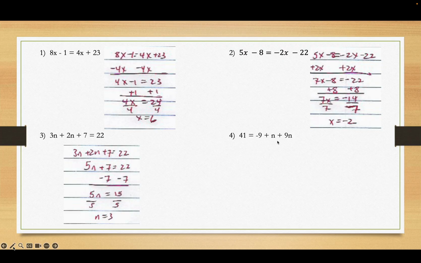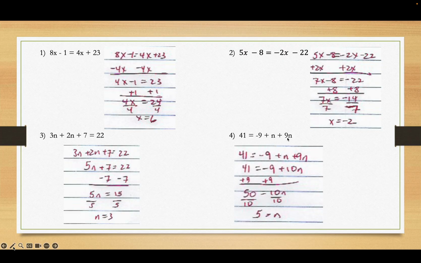41 equals negative 9 plus 10n. Same side, same operation. Add those n's up. The opposite of negative 9 is positive 9. 50 is 10n. Divide both sides by 10, and I get n is 5.